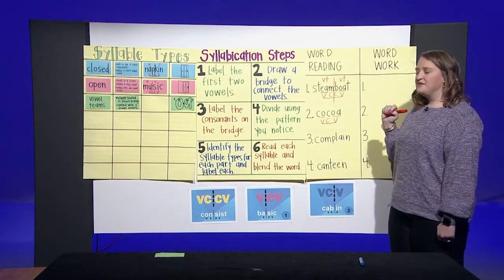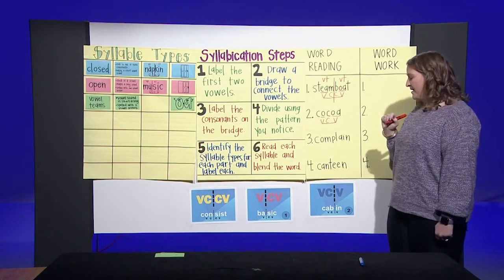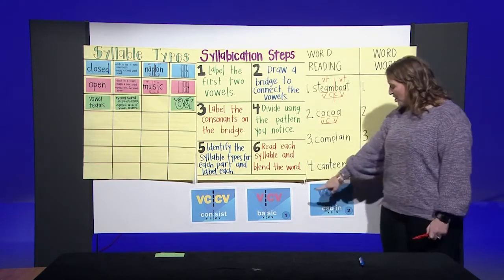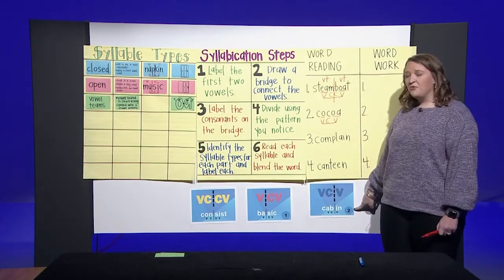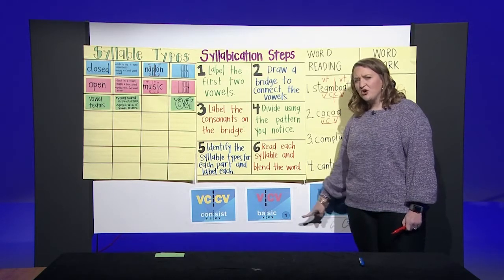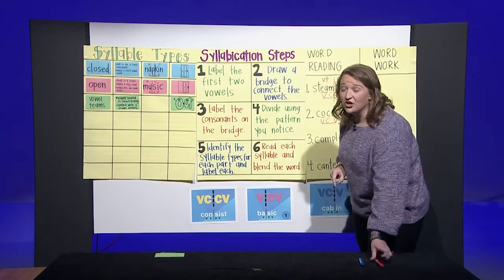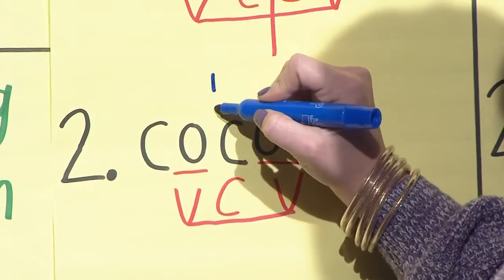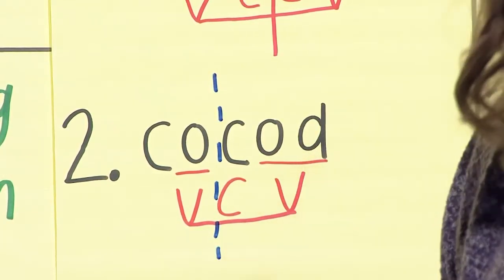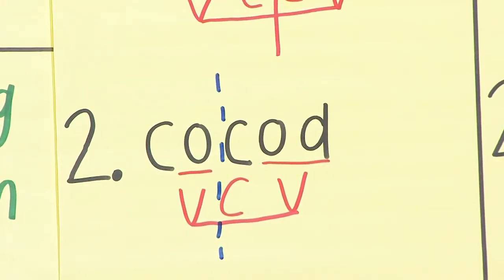Now we need to divide using the pattern we notice. I see the VCV pattern. And we have 2 ways to divide VCV patterns. Our charts have a 1 and a 2. So we always want to try this division first. And if that division doesn't work, we will try the other division. When we're trying a division that we're not sure is the correct one, we put a dotted line there to represent that, because we might have to move that dotted line. So we're going to put that there as it's temporary because we might be moving it.